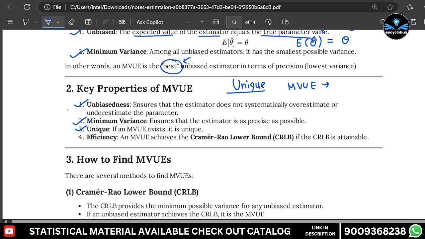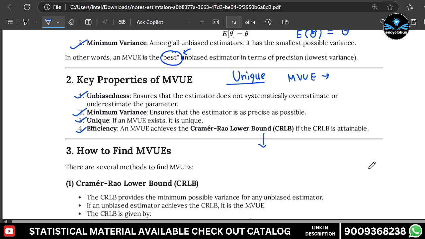And the fourth one is efficiency. So MVUE actually achieves the Cramer-Rao lower bound because it has a lower variance. It has a lower variance, so the CRLB, the Cramer-Rao lower bound, is attainable.